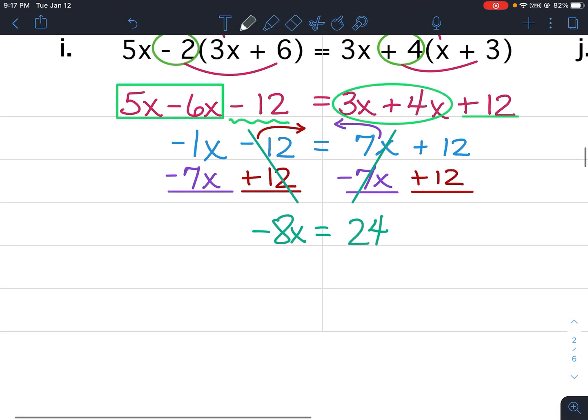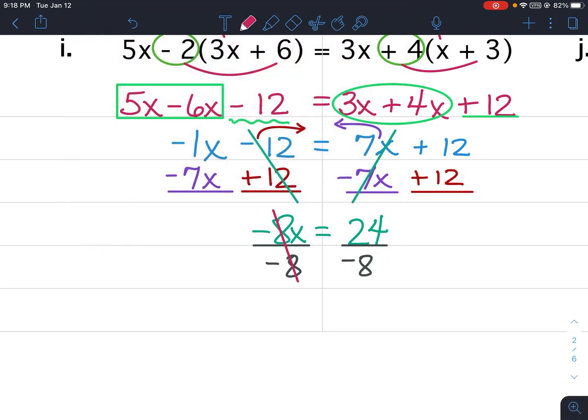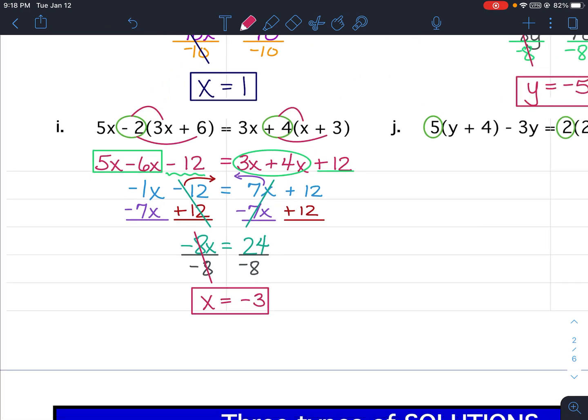Last step is to isolate the variable. So I'm going to divide both sides by negative 8. And we would get x equals negative 3. Pause your video, make sure you have all of that written down.